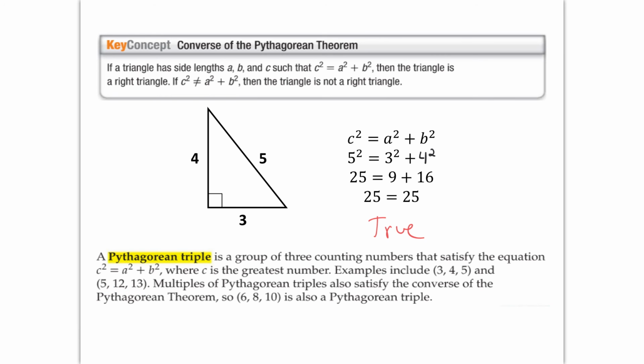Now also, multiples of the Pythagorean triples make a right triangle. Multiples are the numbers that you get by counting by those triples. So notice here I have a 6, 8, and 10. Those are multiples of 3, 4, and 5. 3 times 2 is 6, 4 times 2 is 8, 5 times 2 is 10. So those are multiples of those triples, so they're also going to make a right triangle.